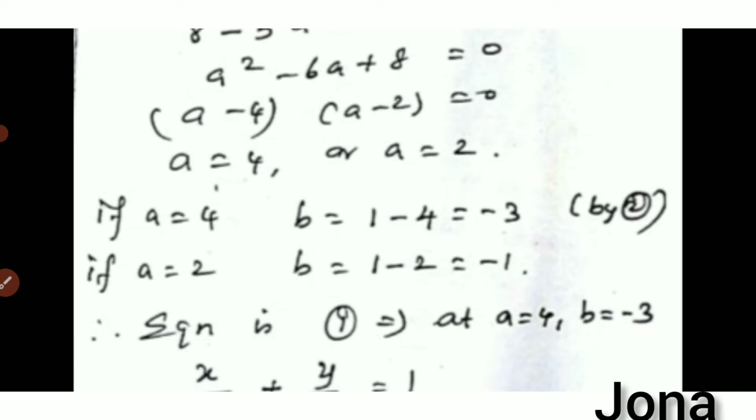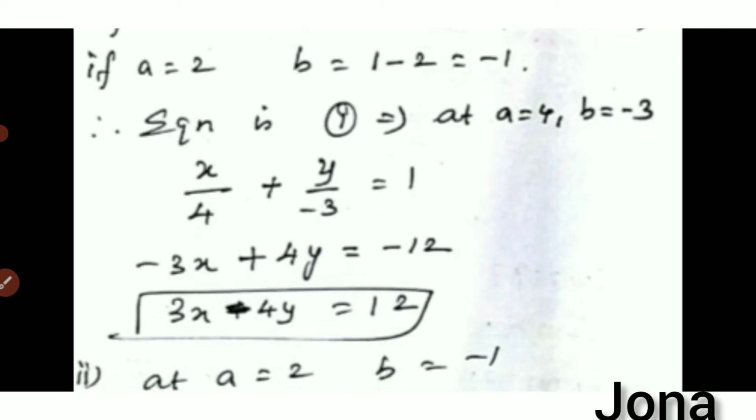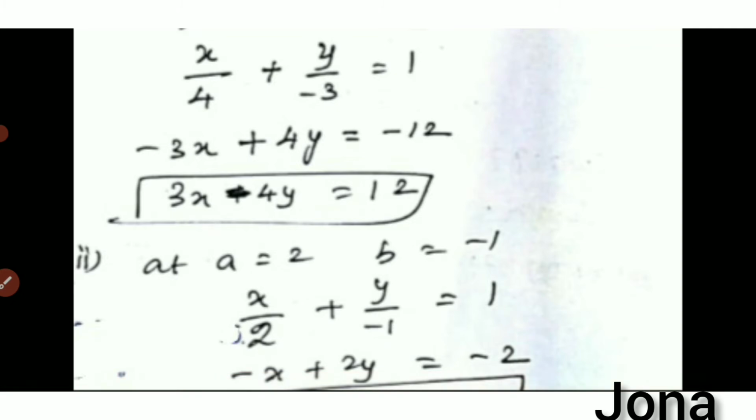So substitute this in the intercepts equation, x by 4 plus y by minus 3 equal to 1. By taking LCM, we have minus 3x plus 4y equal to minus 12. Change the sign. So 3x minus 4y equal to 12. This is for the first one. And for the second one, we have a equal to 2 and b equal to minus 1. That intercept form is x by 2 plus y by minus 1 equal to 1. If we take LCM and simplify, we have minus x plus 2y equal to minus 2.